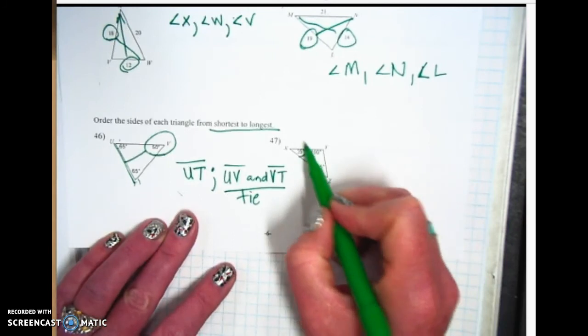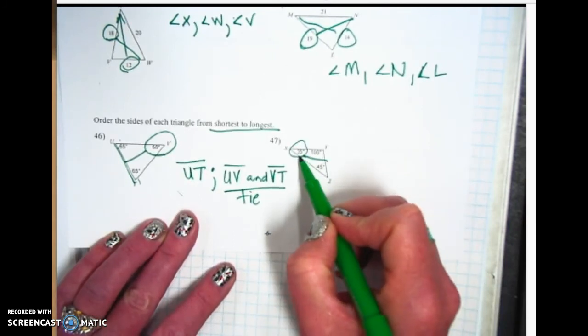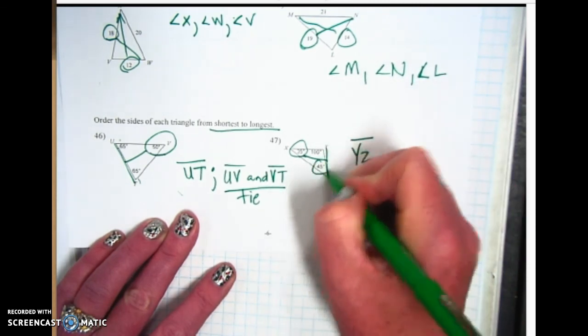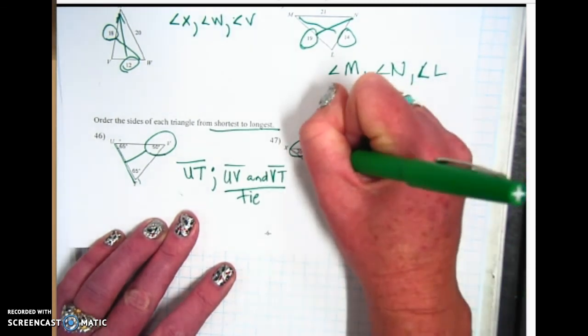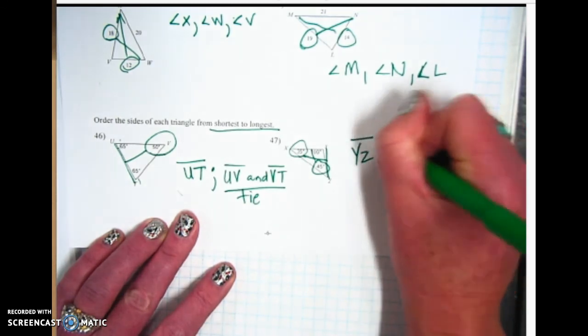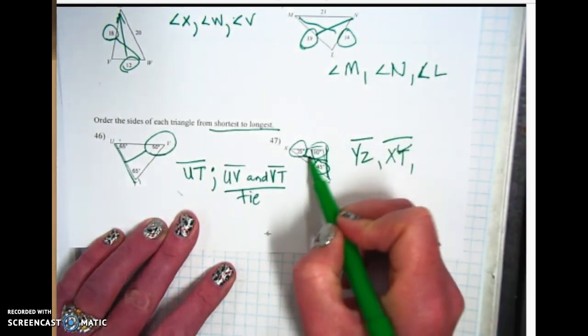We definitely have a smallest angle of 35, which makes YZ the shortest. Next smallest angle is 45. That makes XY the next one. And 100 left, so XZ.